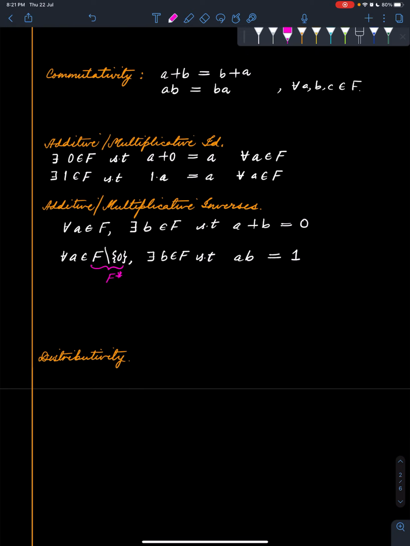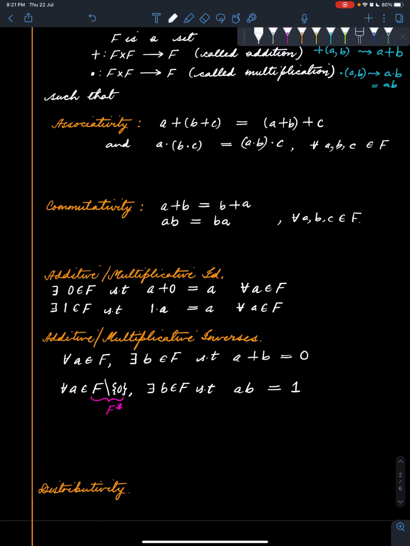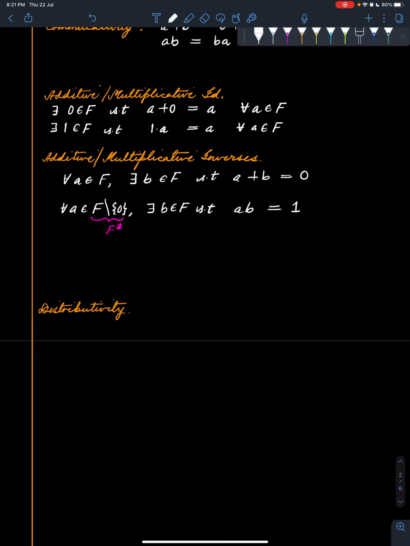And lastly, we have distributivity. So the addition and multiplication, right? So far they are just sort of behaving independently, but the next axiom relates them. So for all a, b, and c in F, we have a dot b plus c is ab plus ac. So the addition and multiplication, they behave well with each other.